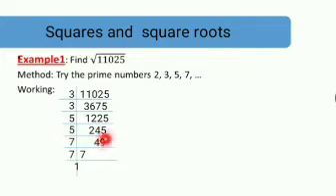So 5 cannot go in 49. So the next prime number is 7. So 49 divided by 7 is equal to 7. So this 7 divided by this 7 will give you this 1. So is that clear now? So meaning that 11,025 is the same thing as 3 multiplied by 3, multiplied by 5, multiplied by 5, multiplied by 7, multiplied by 7. Is that clear?